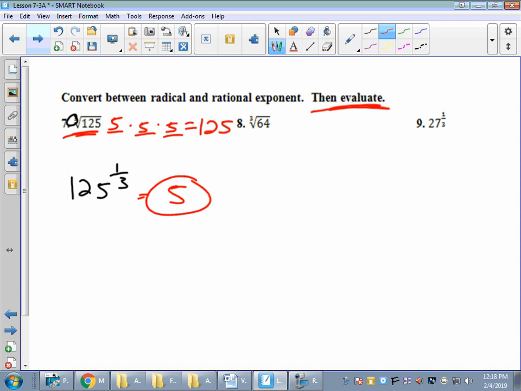All right, next one, the cube root of 64. So very similar to that one. We're going to skip that one. You can come back to it.